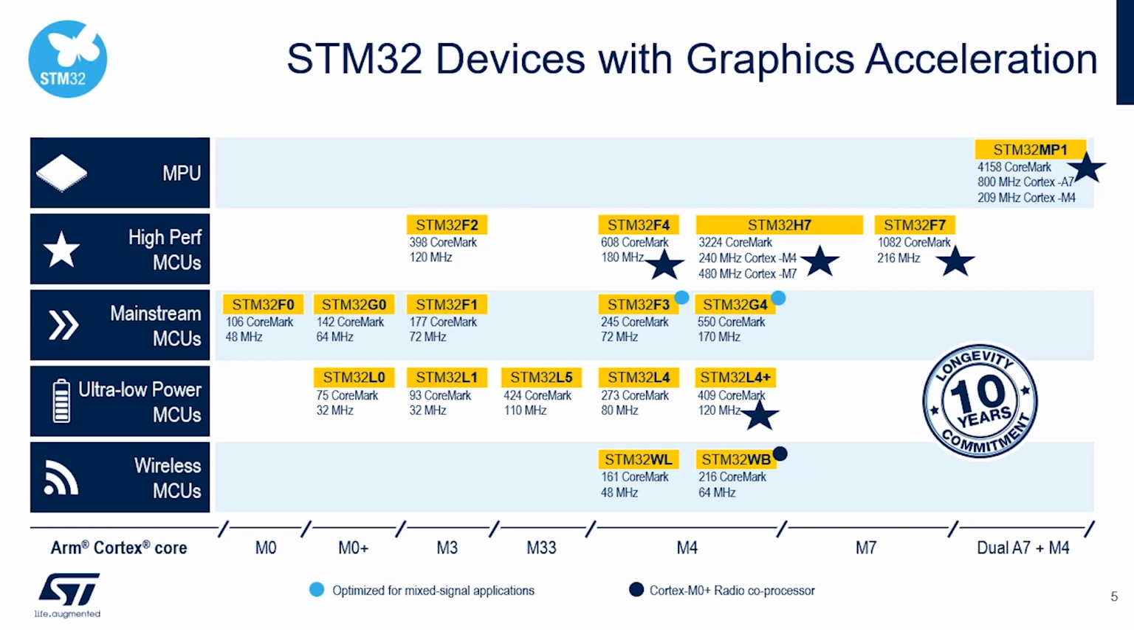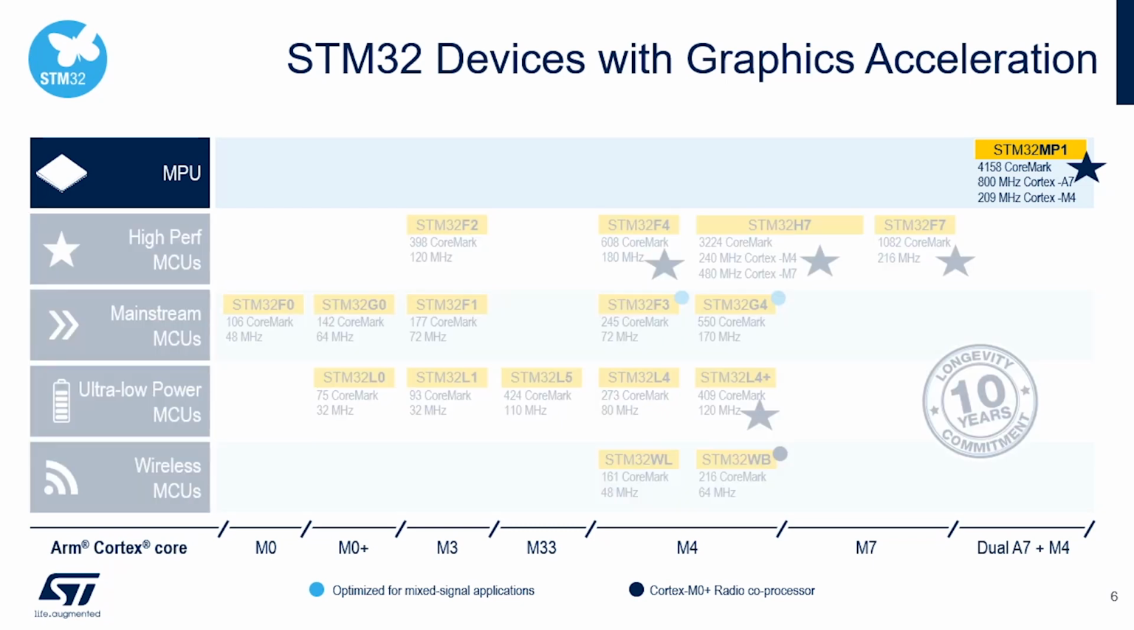Starting from the top right, we have the STM32 MP1, our general-purpose microprocessor, which has an optional 3D graphics core. If you have a project that would run Linux or Android, the STM32 MP1 is a good option to consider. In our microcontroller family, we have the STM32 F4, F7, and H7 in our high-performance product line, and the STM32 L4 Plus in our ultra-low power product line. All of these devices have graphics acceleration and other advanced graphics features.